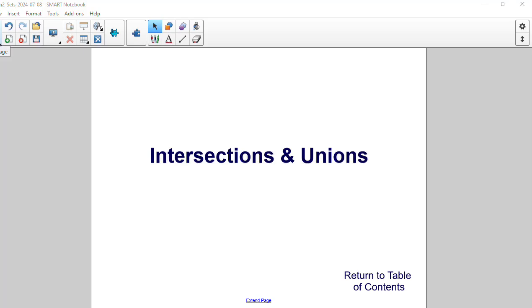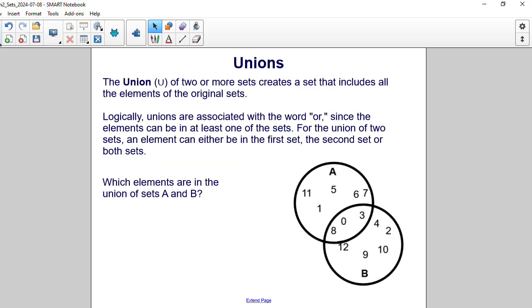Intersections and unions. The union of two or more sets creates a set that includes all the elements of the original sets. Logically, unions are associated with the word "or," since the elements can be in at least one of the sets. For the union of two sets, an element can either be in the first set, the second set, or both sets. Which elements are in the union of sets A and B?